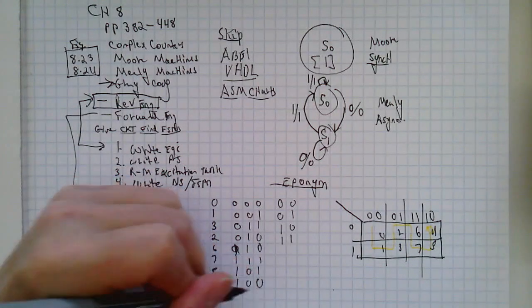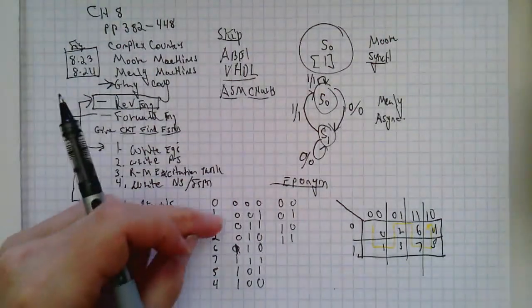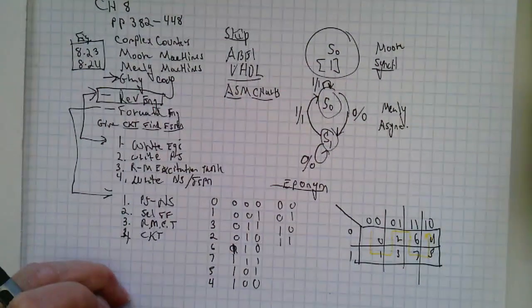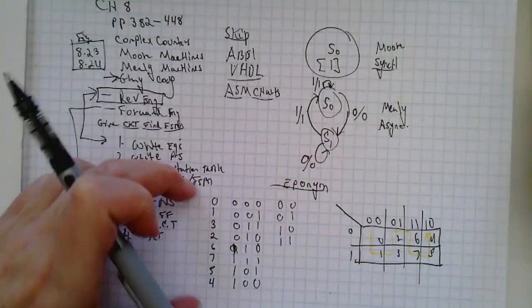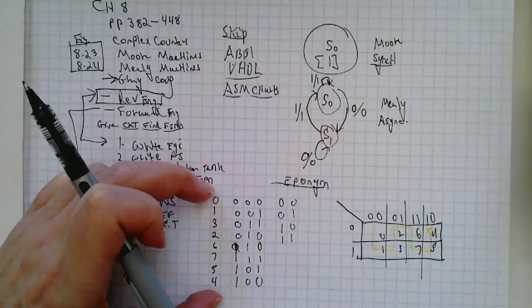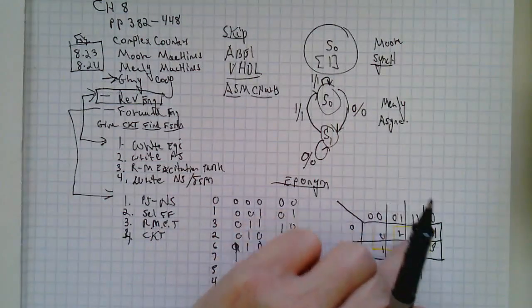So as you go from one row to the next, there's only one bit that changes in each row. That's gray code, only it's a 3-bit gray code. Isn't that cool? And all you had to do was wind your way through the K-map.